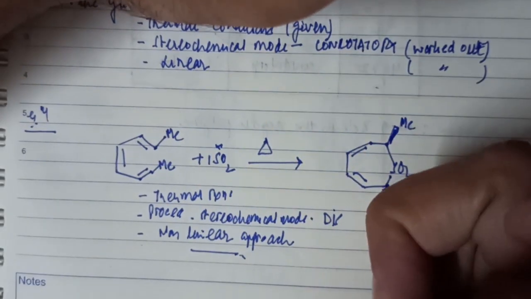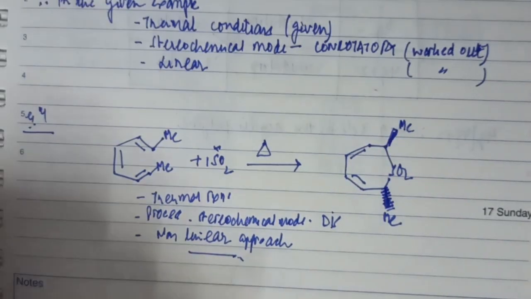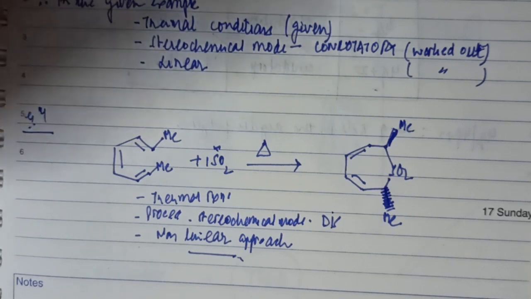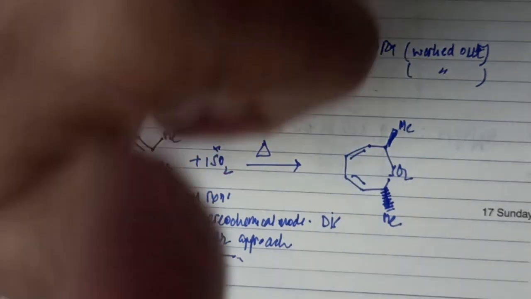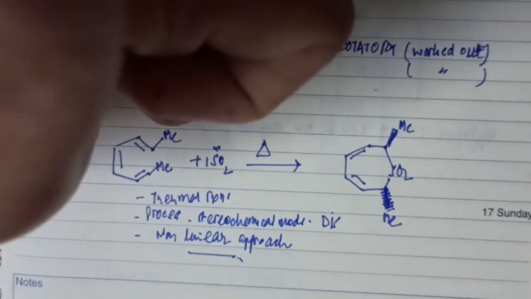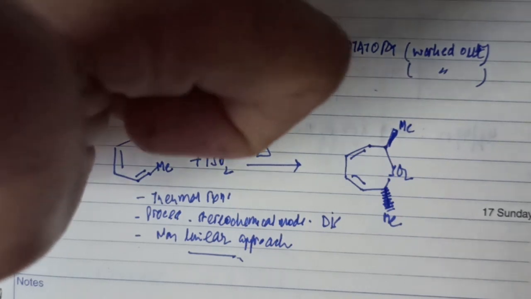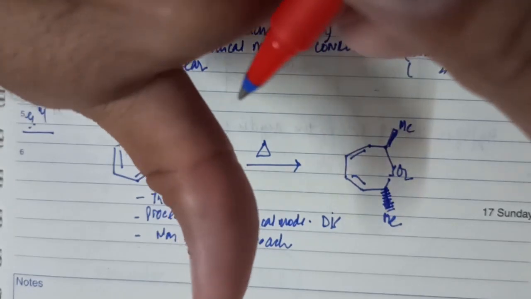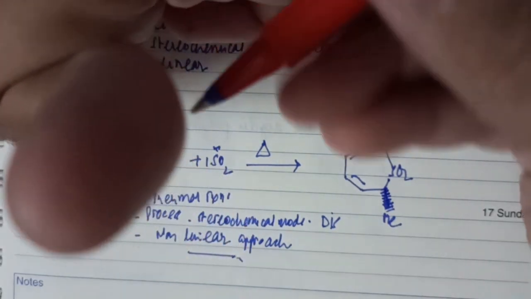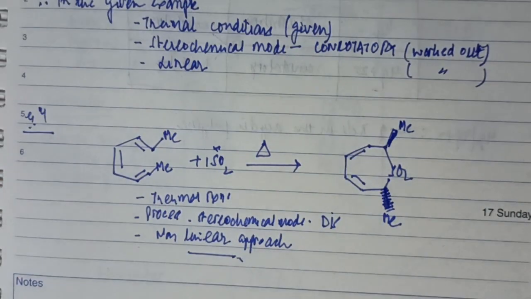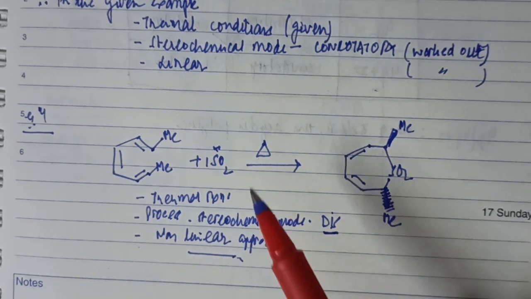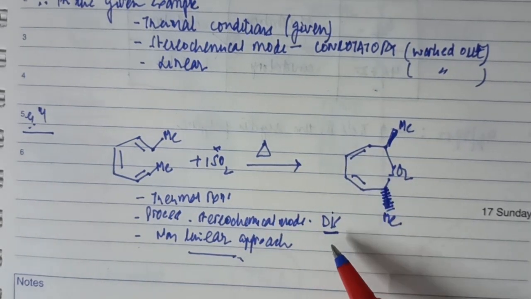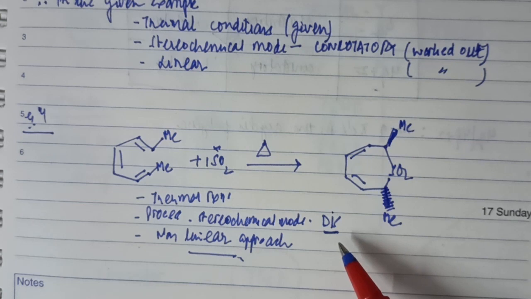So both lobes, as you can see, one lobe is moving like this in order to bring the methyl up, which was earlier here. And another lobe is moving in the opposite direction in order to bring the methyl down. Therefore, the process or the stereochemical mode is disrotatory. If we can figure this out, that the stereochemical mode is disrotatory, then it becomes easy for us to understand.